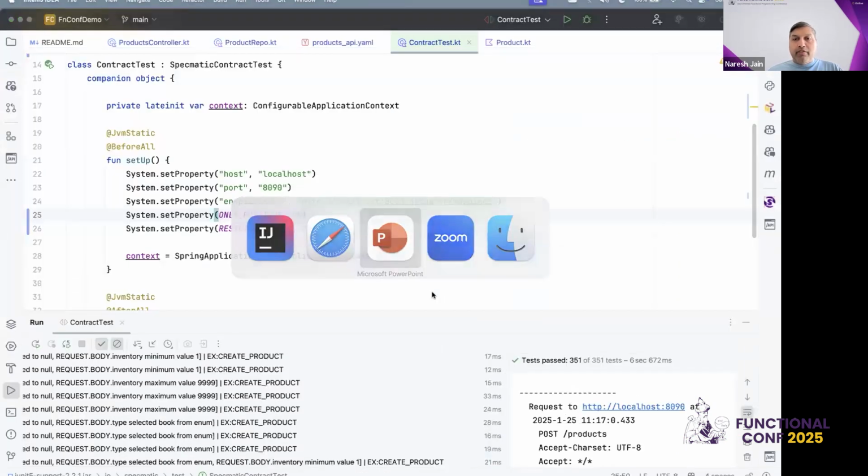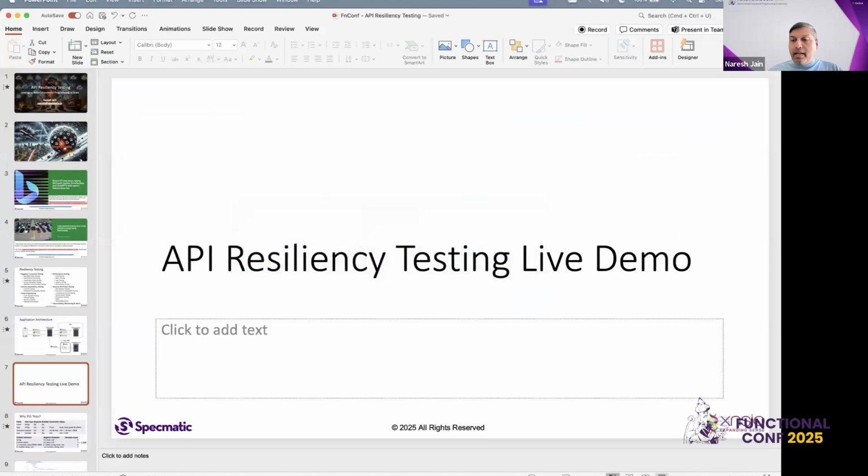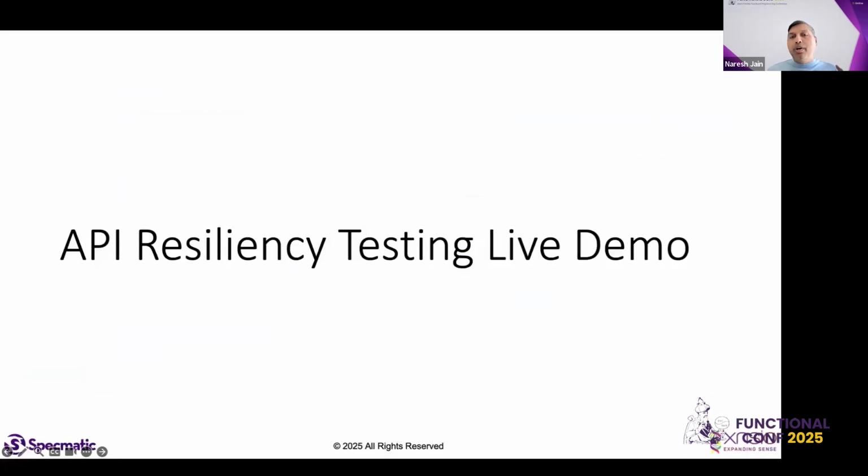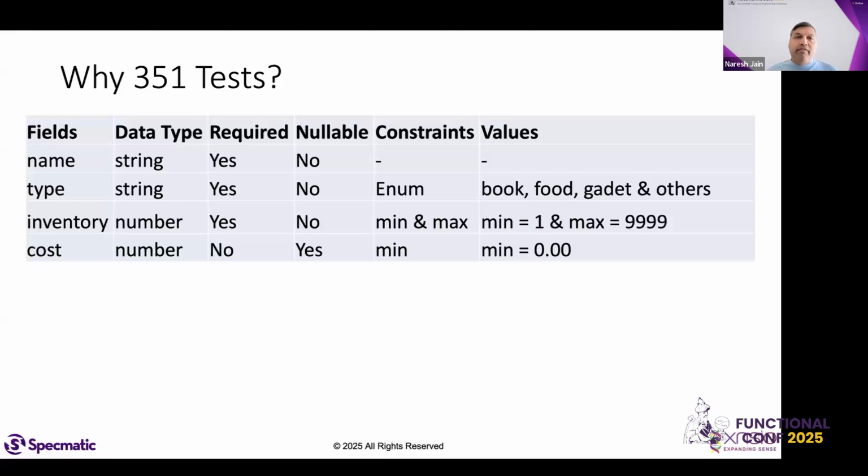So hopefully that made sense to everyone. Let me quickly jump ahead and explain how we derived these 351 tests, right? Why 351 tests? How did it come up with 351 tests? So as we know, there were 4 fields: name, type, inventory, cost, and their respective data types. These 3 were required while cost was optional. These 3 were non-nullable while cost was nullable.